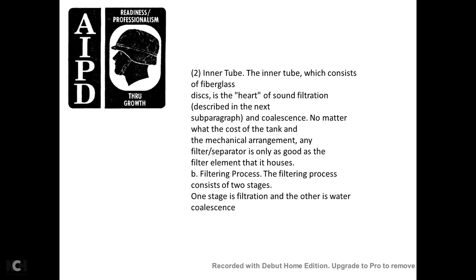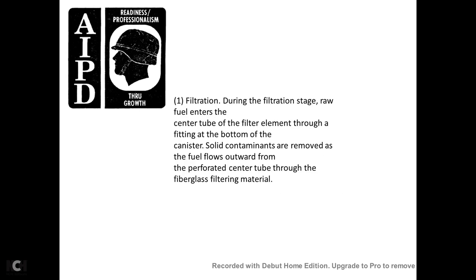The filtering process consists of two stages. One is filtration. The other is water coalescence. One, filtration. During the filtration stage, the raw fuel enters the center tube of the filter element through the filter fitting on the bottom of the canister. The solid contaminants are removed. The fuel filters out through the perforated center tube through the fiberglass filtering material.